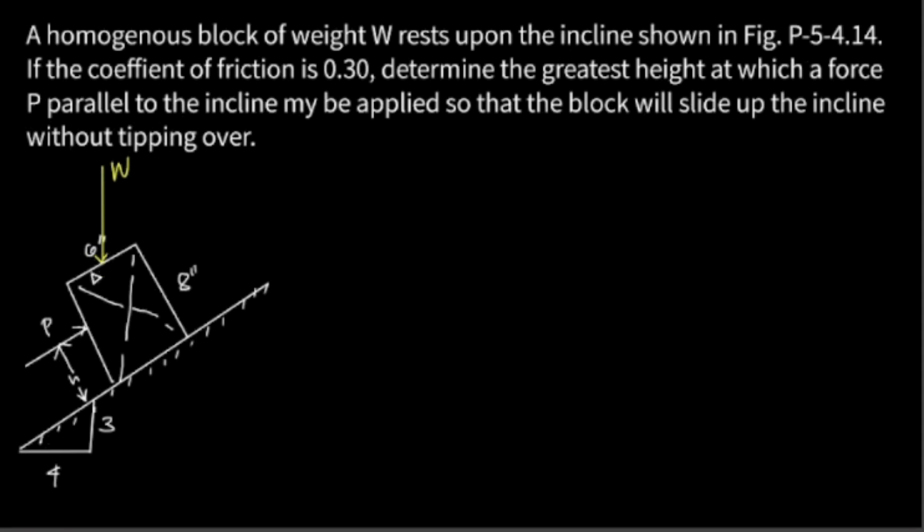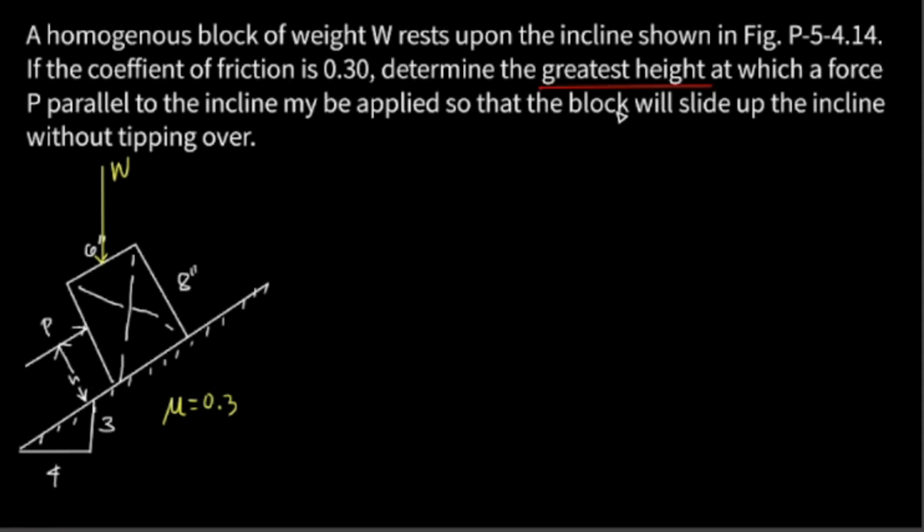So, this is our figure. Then this is our homogeneous block, this square, a rectangle. If the coefficient of friction is 0.30, so we are given a coefficient of friction again, 0.3, then determine the greatest height. This is what we are looking for, the required: the greatest height at which the force P, parallel to the incline, may be applied so that the block will slide up the incline without tipping over.